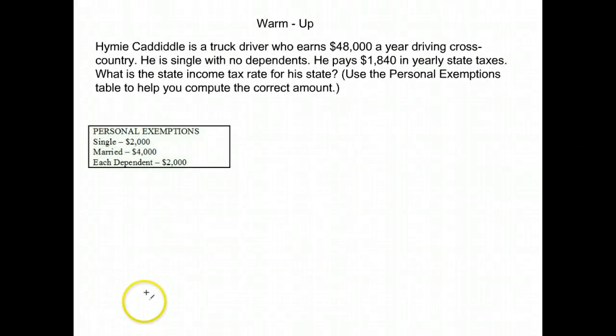6 from Business Math. Here's our warm-up questions as we get started. It says Jaime Querétaro is a truck driver who earns $48,000 a year. He's driving cross-country. He is single with no dependents. He pays $1,840 a year in yearly state taxes. What is the state income tax rate for his state?